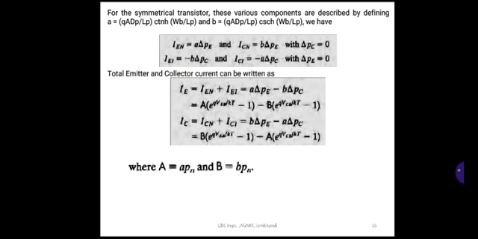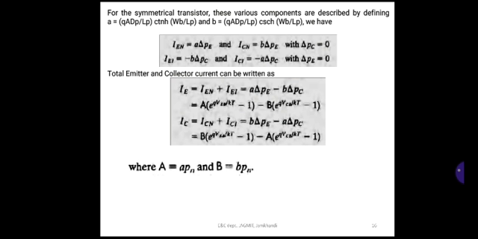The emitter and collector current can be written as IE is equal to IEN plus IEI, that is the emitter current in the normal mode and the emitter current in the inverted mode. The sum of these two is nothing but A into delta PE minus B into delta PC. So that is equal to capital A into e to the power QVEB by KT minus 1, minus B into e to the power QVCB by KT minus 1. So this is the equation for the emitter current IE.